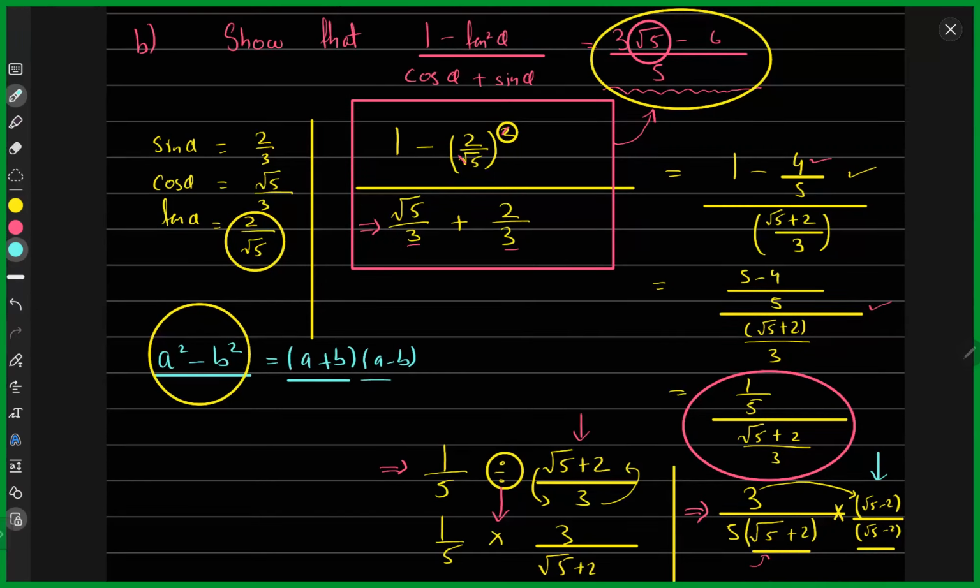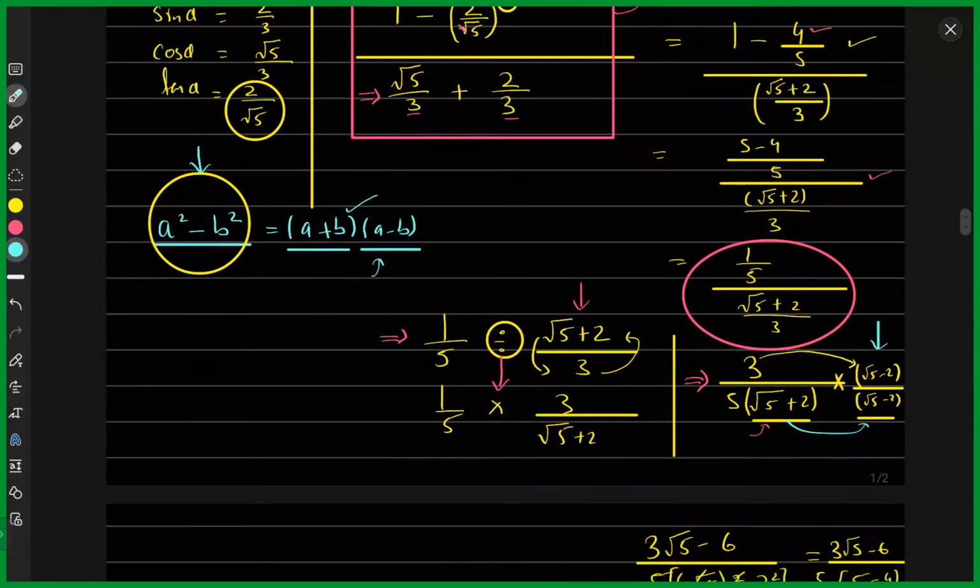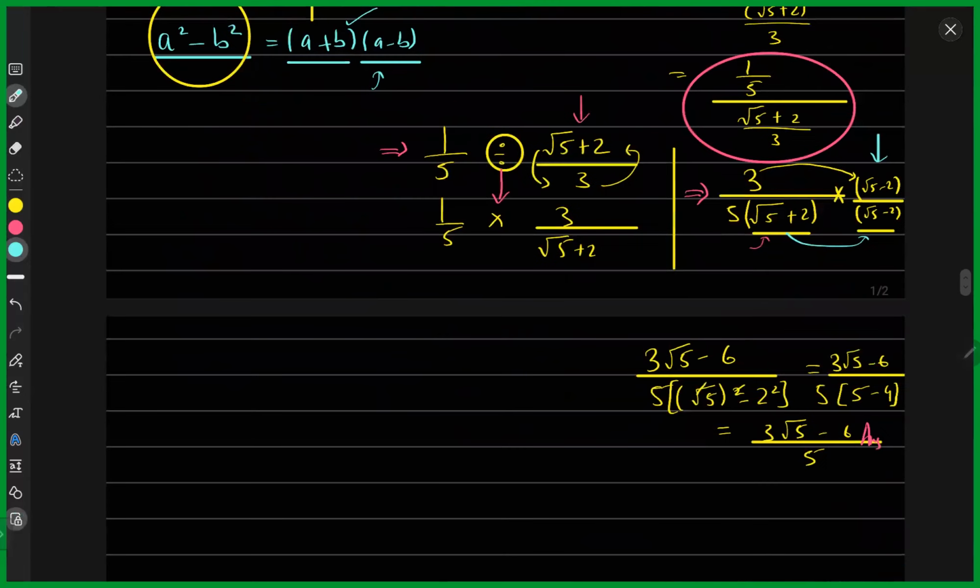Next, when these two things were being multiplied, think about it as if it is a plus b into a minus b, and we do it this way: a squared minus b squared. So after simplifying and everything, I was able to get this thing that we had to prove.